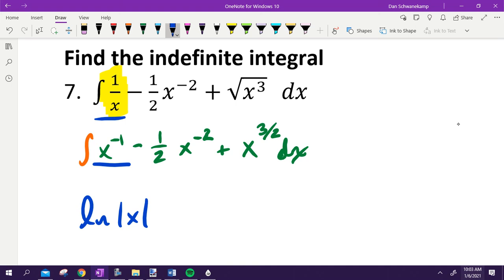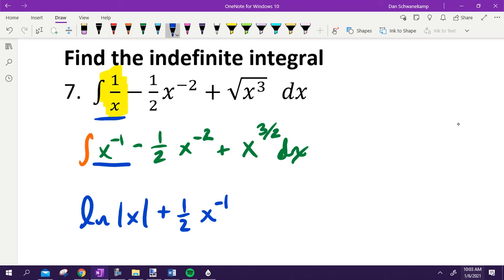Negative 1/2 x to the negative 2. Roslyn, what's my new exponent going to be? Negative 1. She added 1 to her exponent, so it became negative 1. And then you're dividing by your new exponent. So what's your new leading coefficient going to be? Plus 1/2. Excellent.